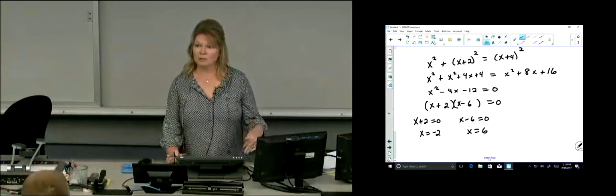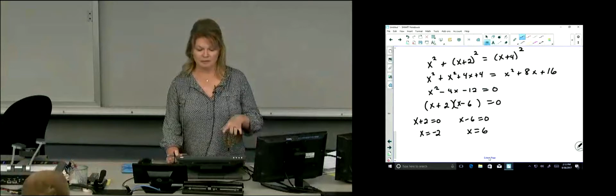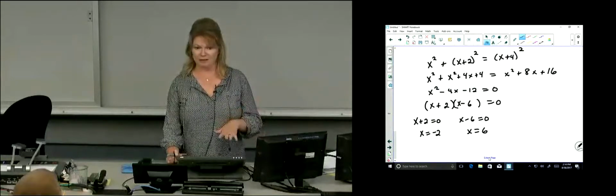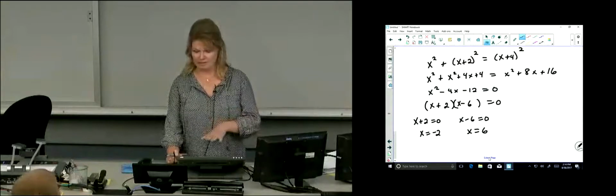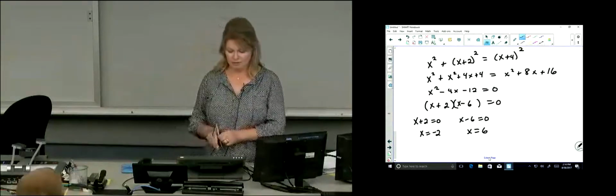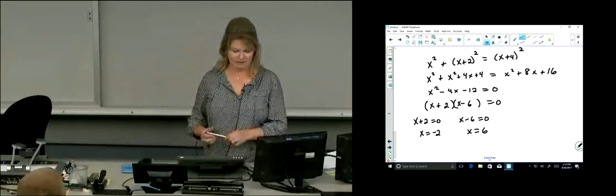Before I go on in this problem, does anybody have any questions about any step that's there? You combine like terms, move everything to one side so that's all set equal to 0. It's a quadratic. You factor it, use the zero factor property, set each one equal to 0. And I have two choices. X is negative 2 or X is 6.